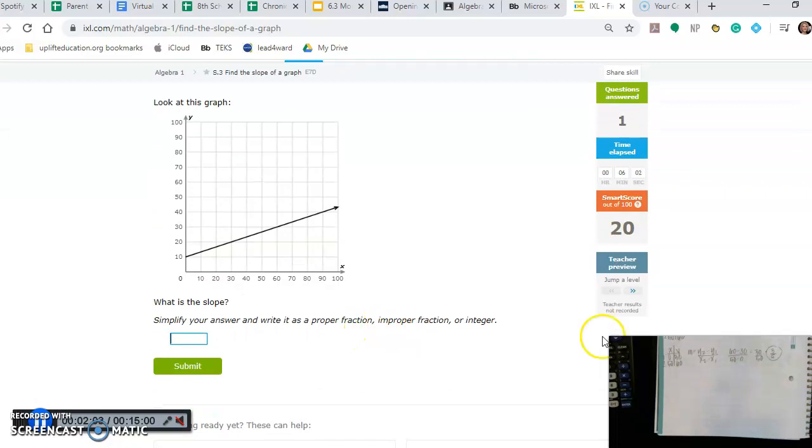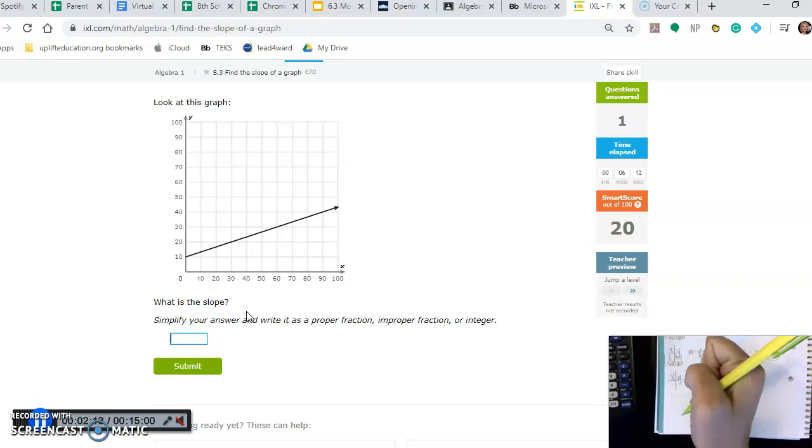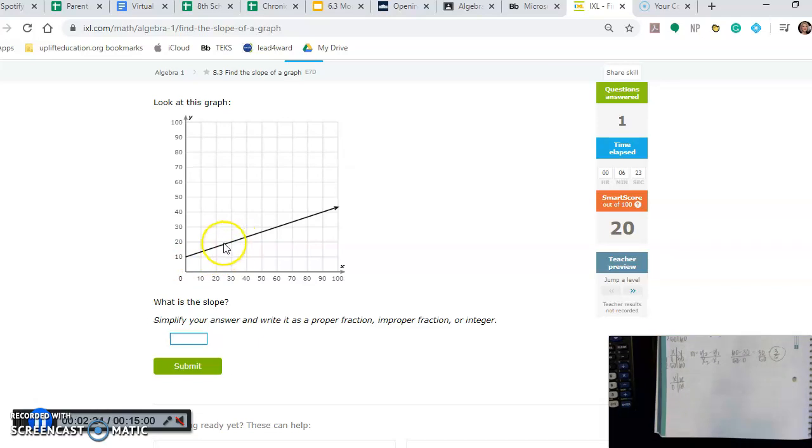Okay. Let's do another one. It says, look at this graph. What is the slope? Okay, I'm going to use an XY table again, but I'm going to show you guys how to use the Desmos calculator instead. So pick 2 points that match perfectly on this graph. The first one I'm going to pick is the y-intercept, which is at 0, 10. And the next point I would pick would be 30, 20.